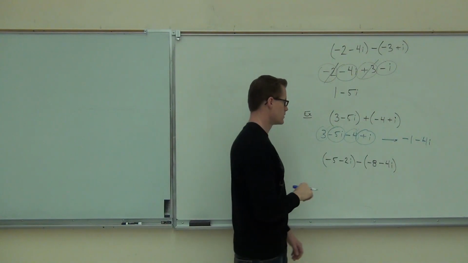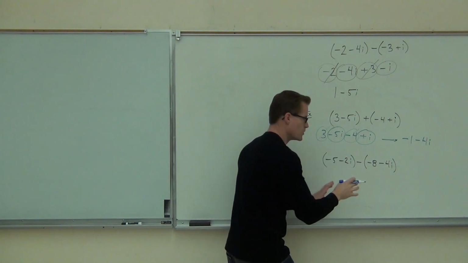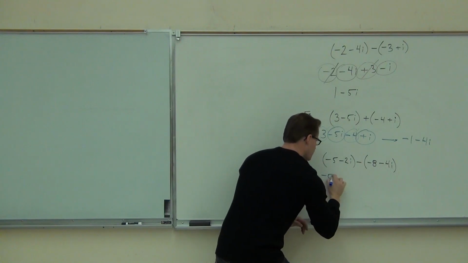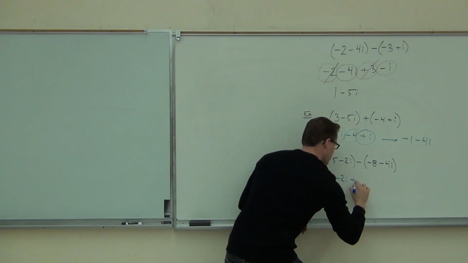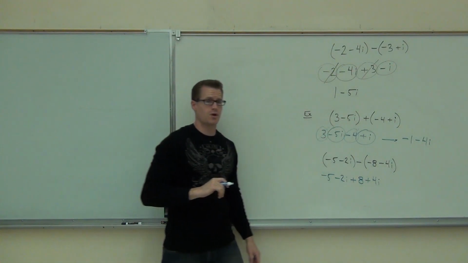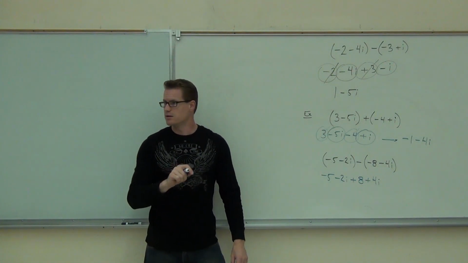Good. Next up, we do have to distribute the negative. Not FOIL, but distribute the negative. You'll get negative 5 minus 2i. You'll get plus 8 plus 4i. Did you get plus 8 and plus 4i? Good. Follow that sign. You got to have that.